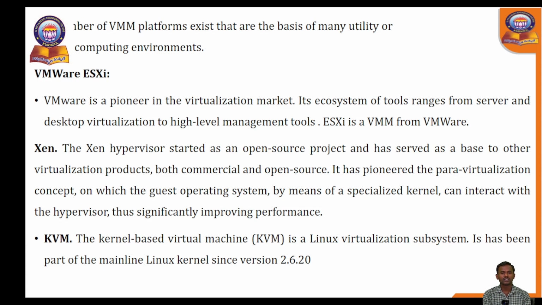Second one is the Xen hypervisor. It started as an open source project and has served as a base to other virtualization products, both commercial and open source. It has pioneered the paravirtualization concept, in which the guest operating system, by means of a specialized kernel, can interact with the hypervisor. Next, the third hypervisor is the kernel based virtual machine hypervisor. It is a Linux based virtualization subsystem, and it has been part of the mainline Linux kernel since version 2.6.20.